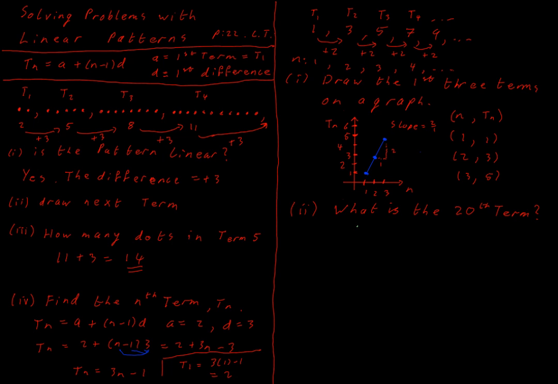Now, final part. What is the 20th term? So I don't want to have to write out 20 terms. If I'm asked for a big number of terms, I can, up to a certain point, just list them out, write out a long list. But if I'm asked for like a 100th term or something like that, I really don't want to have to write out 100 numbers. So what I do instead is I'm going to use my Tn formula. So if they ask me for a big number term, I'm going to find out what Tn is. So I'm going to write down my formula.